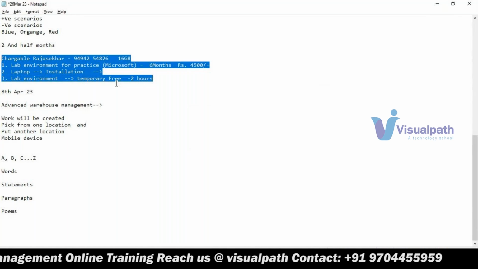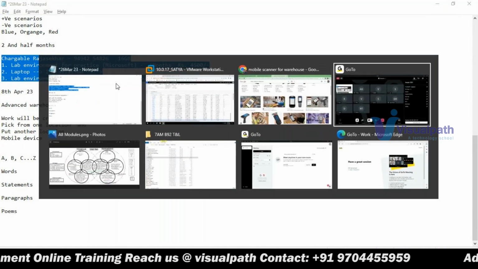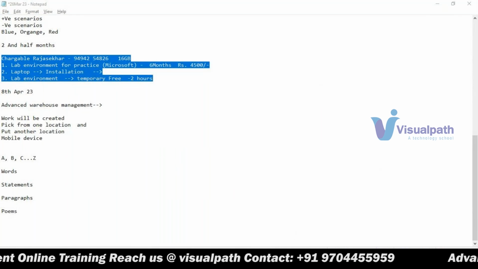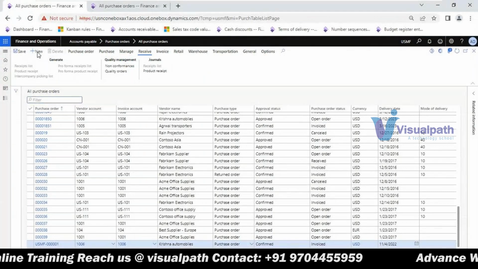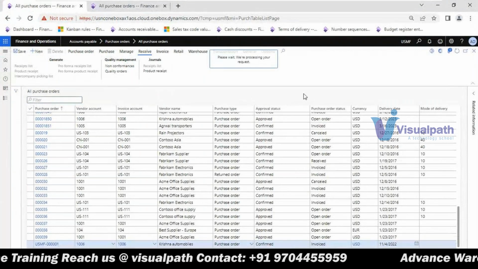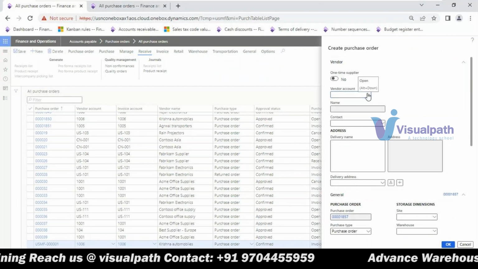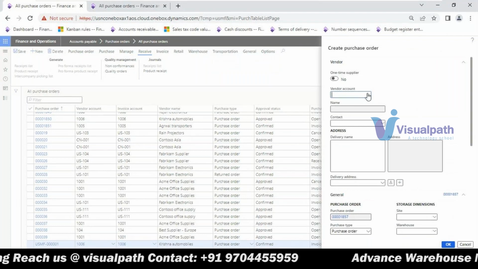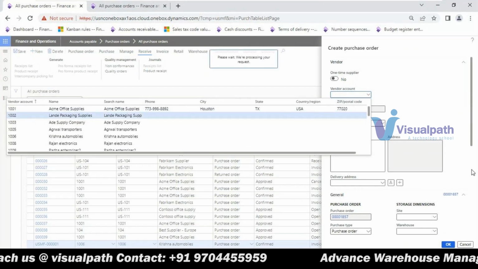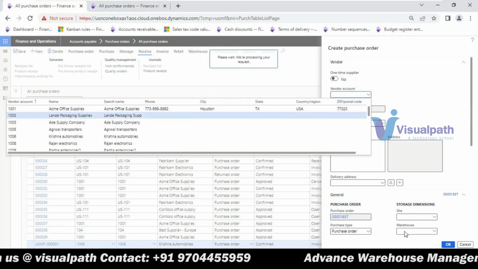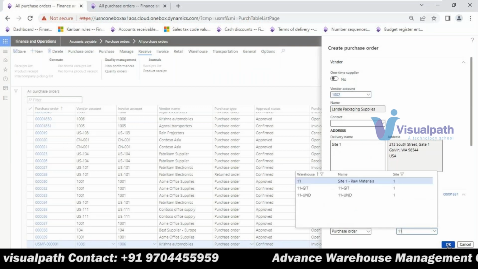Sir, this is the front-end application, right? Yes, this is the application. If you go here, you can click on Visual Studio, then New. So this is the New button. I will explain it to you one by one. Select the vendor. Why am I selecting? What is this vendor? Everything I will explain to you. What is this site? What is this warehouse? You need to understand it field by field.